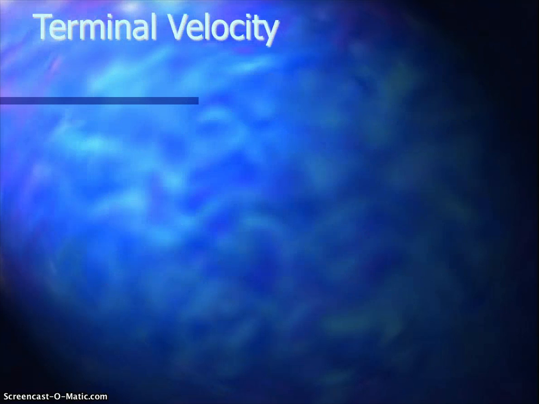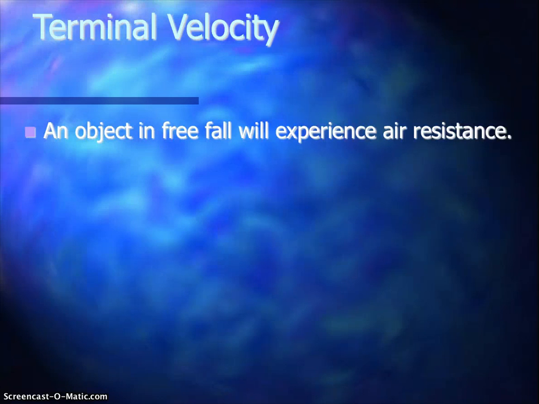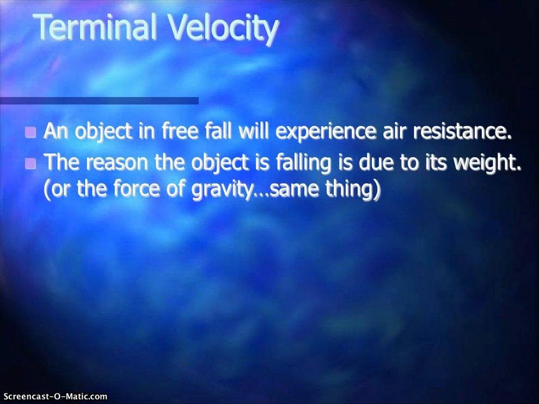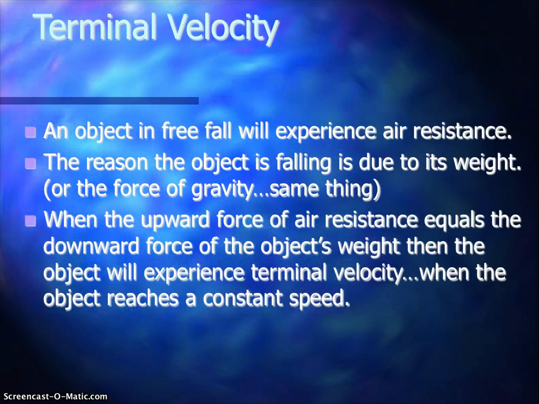Alright, so let's talk about terminal velocity. Now the word terminal means the end, the very final velocity. Basically, when an object is falling down, it will always experience air resistance, and because of that it will have an upward force. Whenever the object is falling and there's an upward force, at some point the upward force will be great enough to balance out the weight. And when that happens, we have an object that will reach a constant speed.